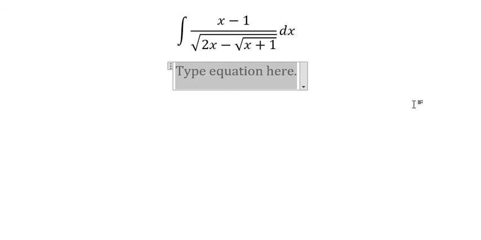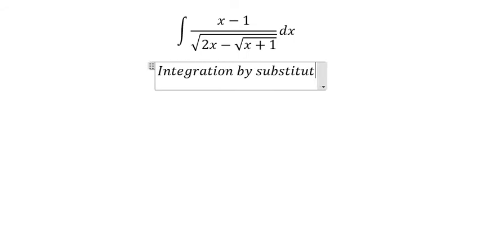Hello everybody, so today I will talk about calculus. The topic today is about integration. So now I will show you the answer. We need to use integration by substitution.